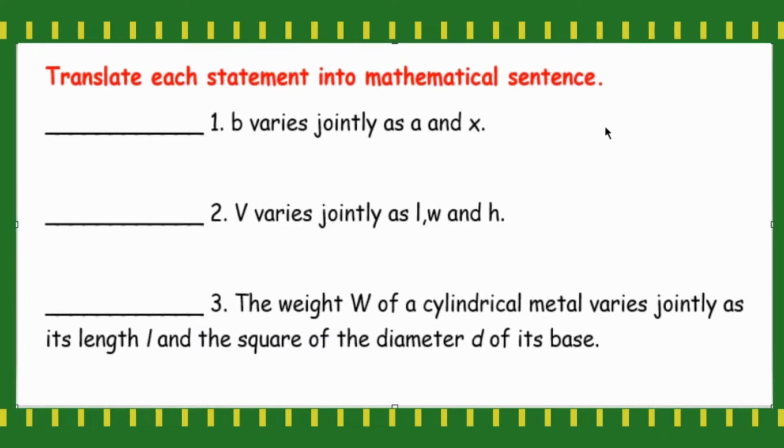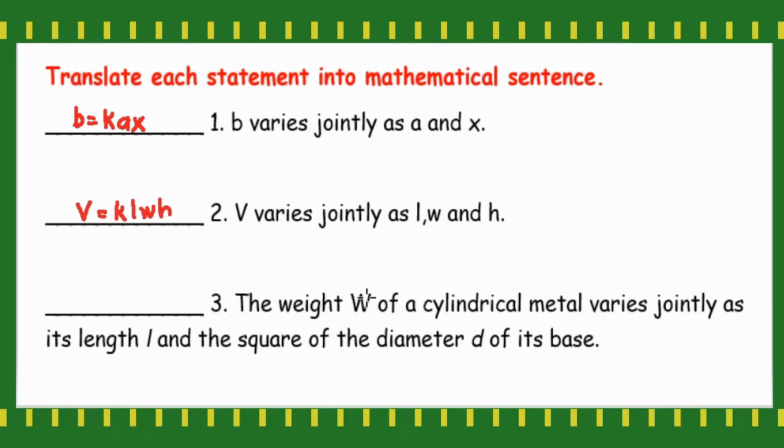Let's translate each statement into a mathematical sentence. Number 1. B varies jointly as A and X. So that is B is equal to K, and we have A and X. So K, A, X. Number 2, this is for the formula for the volume. V, or the volume, varies jointly as L, W, and H. So it's equal to K. Don't forget the constant of proportionality or constant of variation. So we have L, W, H.